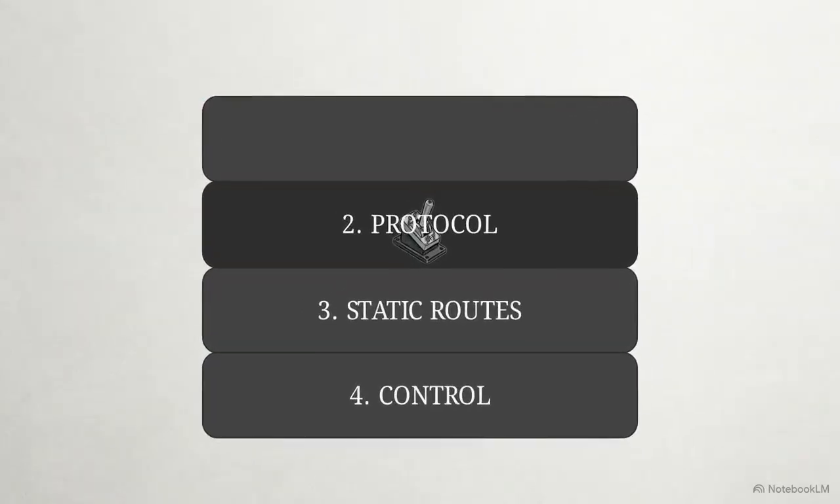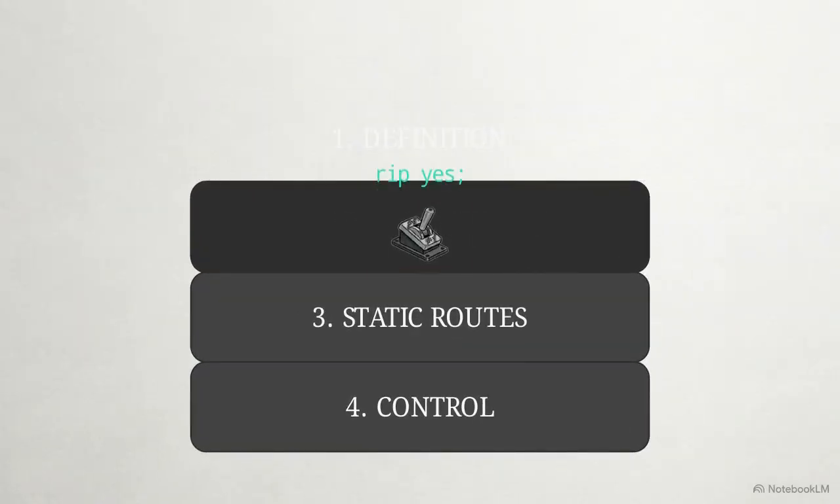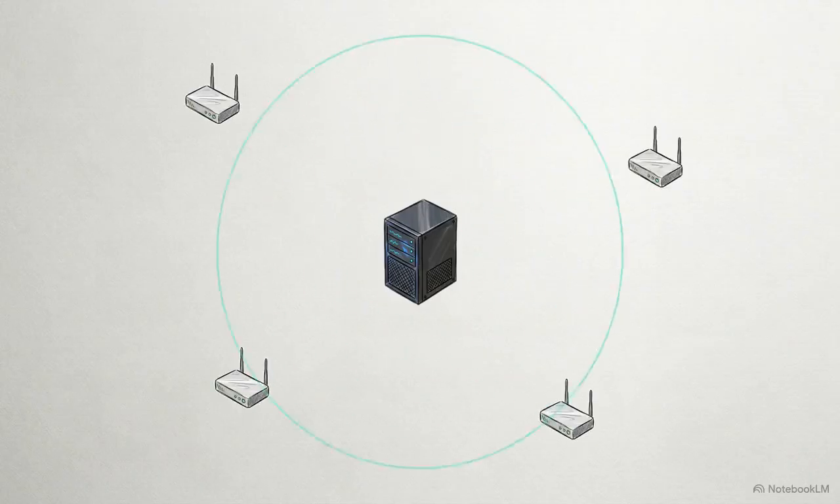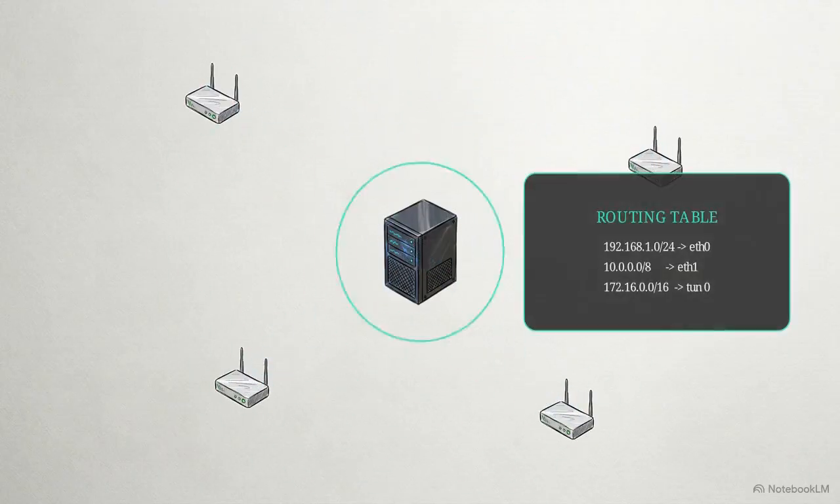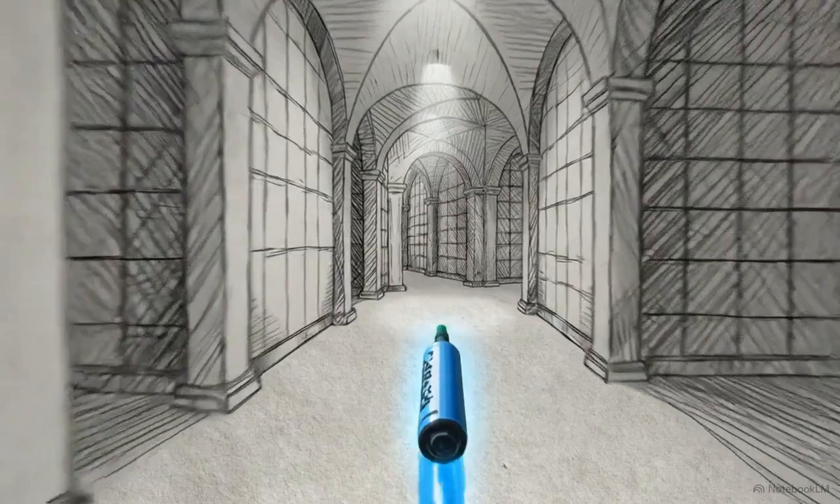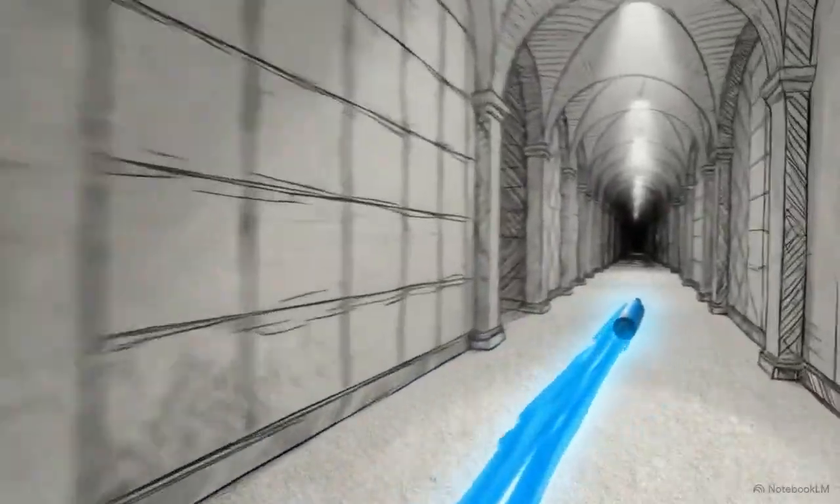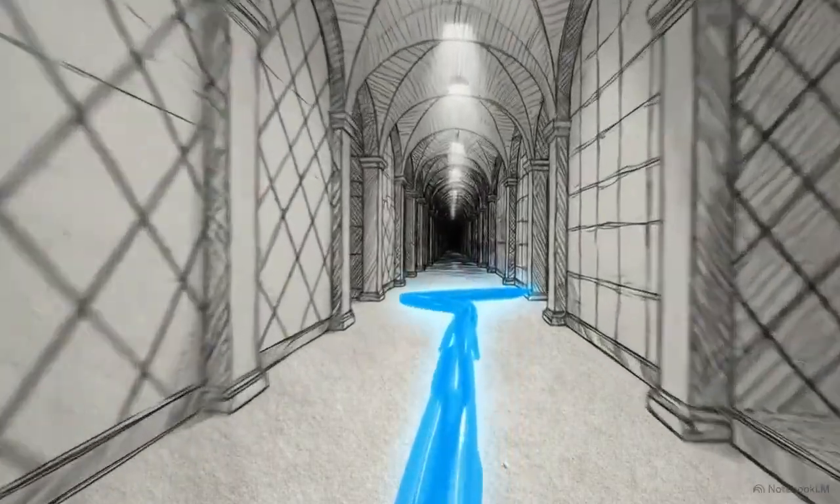Within that structure, enabling a specific protocol is straightforward. Under the protocol block, typing rip yes activates the routing information protocol, allowing your node to learn paths from neighboring routers. By locking in these routing tables, every packet leaving your interface has a defined path to its destination, rather than dropping into a void.